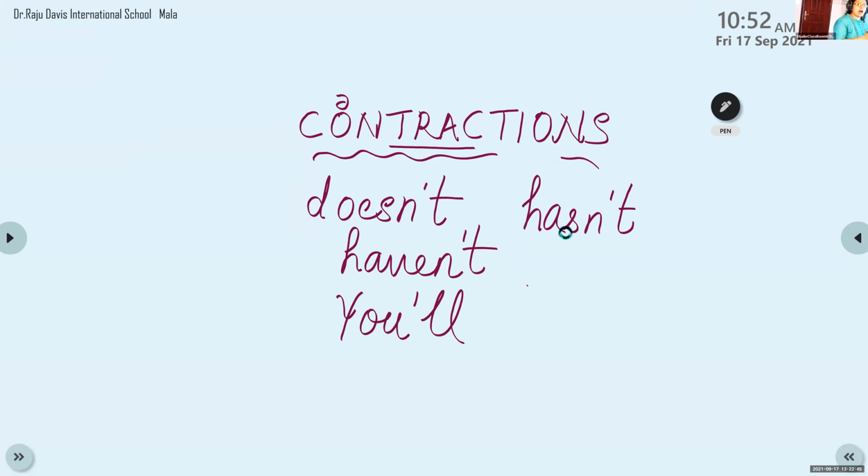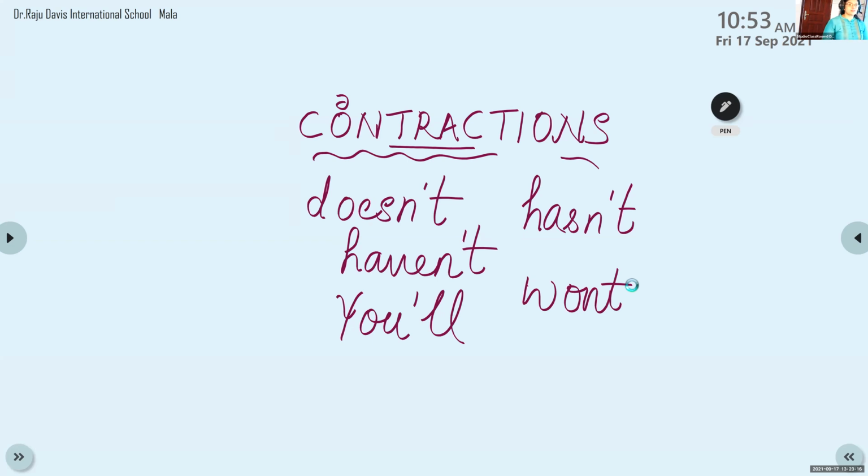What's happening here? Are these real words, or if I tell you it's a combination of two words, do you agree? Yes, ma'am. It's a combination of two words. Okay. So what are the two words from which the word doesn't is made? Does not. Haven't? Has not. You'll? You will.